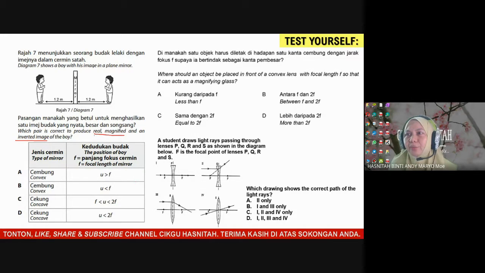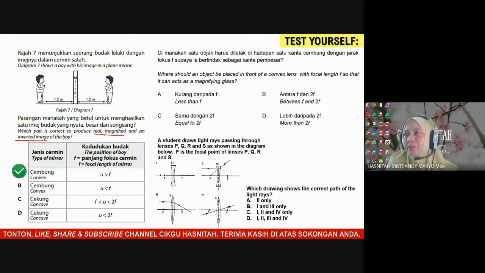To produce a real, magnified, and inverted image, it must be convex or concave, students? Do you remember the characteristics for concave just now? So for this one, what is the answer? We are using convex, and the position is greater than F. Okay, greater than F.